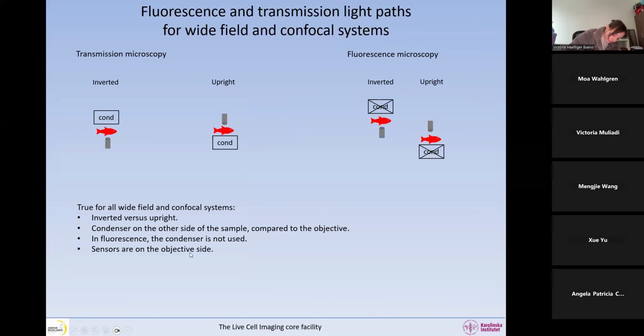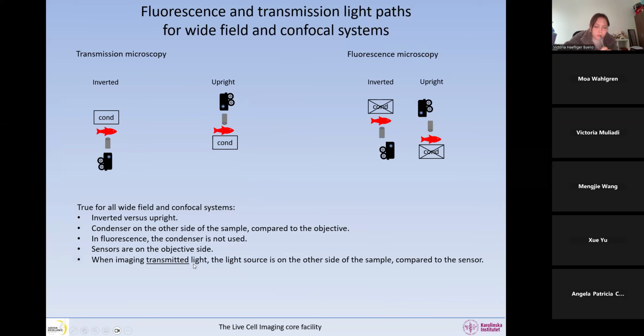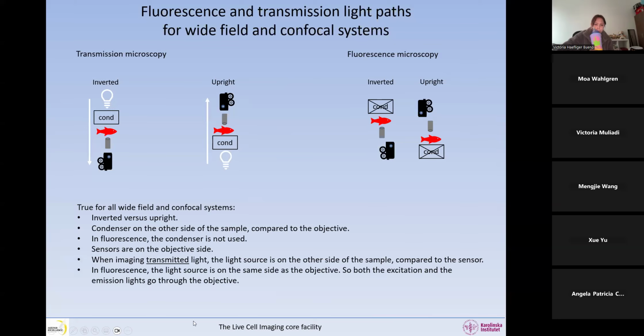The sensors are always on the same side as the objective. So here I represent it like this, but it can be a camera or a detector or the eyes. It's always on the same side as the objectives. But when we image transmitted light, the light source is on the other side of the sample because it has to go through. So here we have the light source on this inverted system. And on this upright system, the light source is below because the sensor is up there. And in fluorescence, the light source is on the same side as the objective.